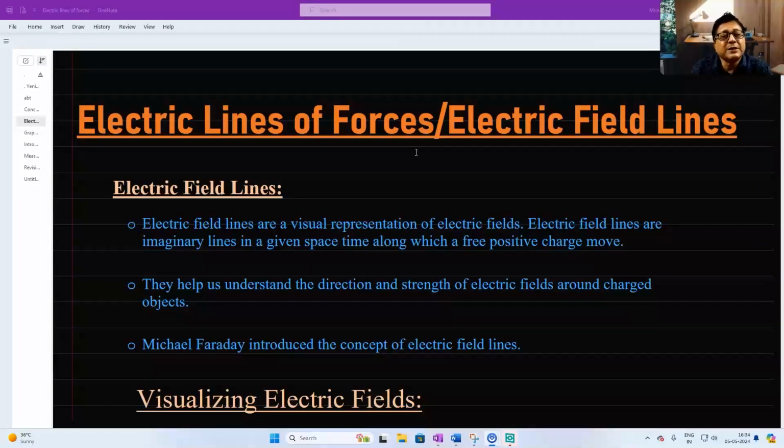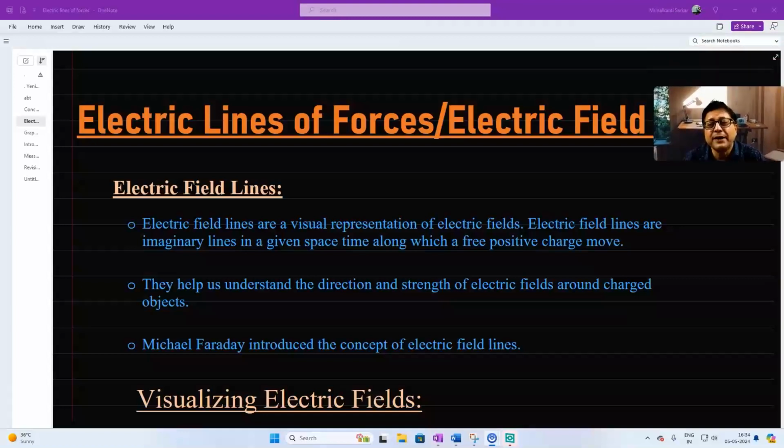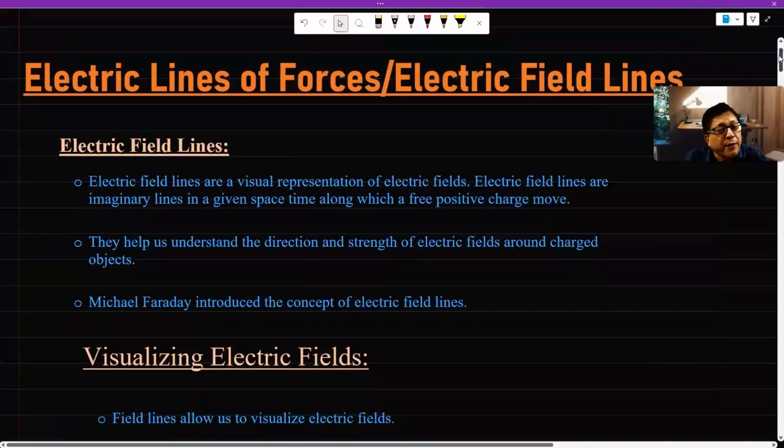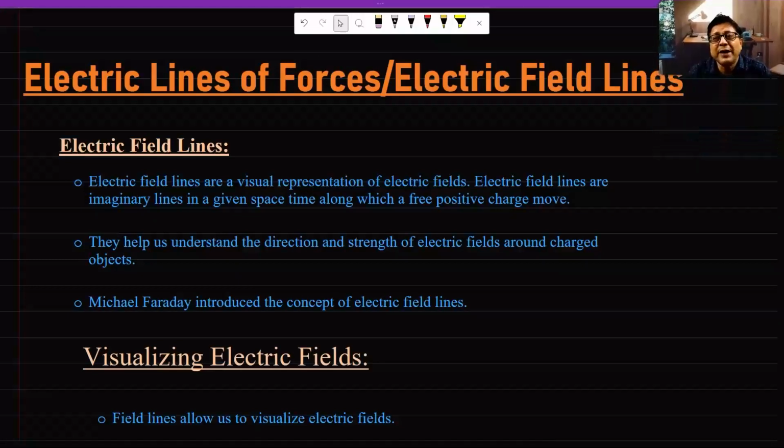Today I am going to explain electric lines of force the way I have explained them to my students over the past three decades of my teaching career. Step by step, I'll explain what an electric field line is and how to visualize the electric field at a point. First, let us know what electric field lines are.